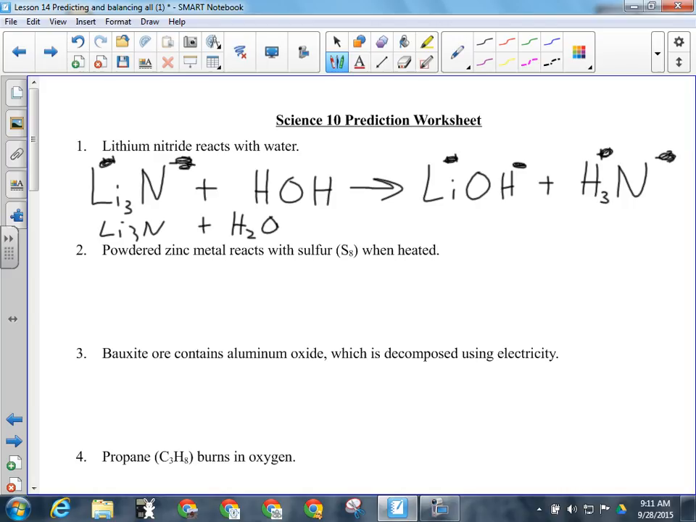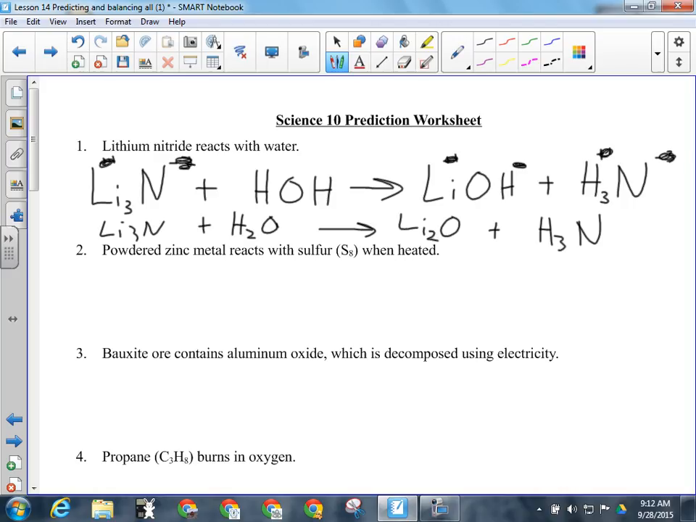If I wrote it this way, how would my products be different? I'm still going to swap the metals. But instead of lithium ending up with hydroxide, lithium's going to end up with oxygen. And that's okay. So we've got a drop and swap here, drop and swap this one, so that'll be Li2O. The balancing is a little trickier for the bottom one than it is for the top one.